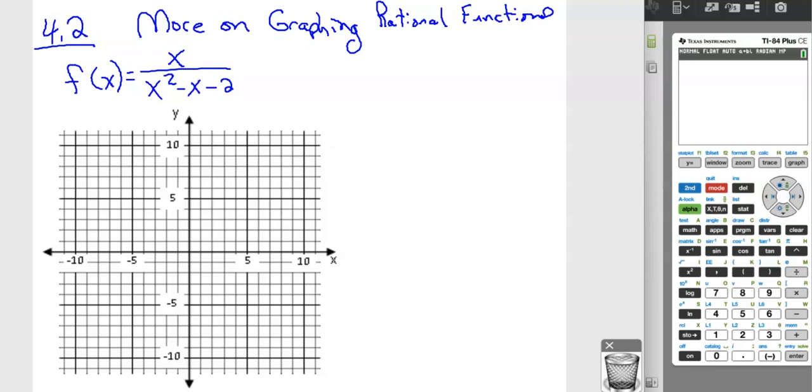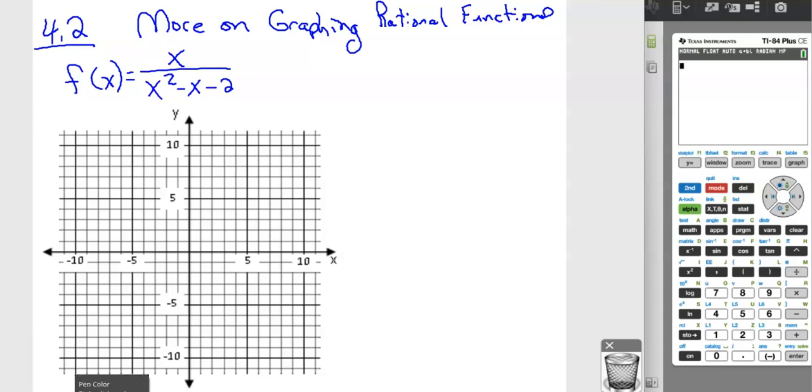This is 4.2, more about graphing rational functions. In the last lesson, we talked about graphing rational functions, remember, which is a polynomial over polynomial. The thing I emphasized was looking for the asymptote. Look at the denominator. The denominator is going to tell you where x cannot be, and that's your vertical asymptote. And then I also talked about the horizontal asymptote and the ways that you can determine that.